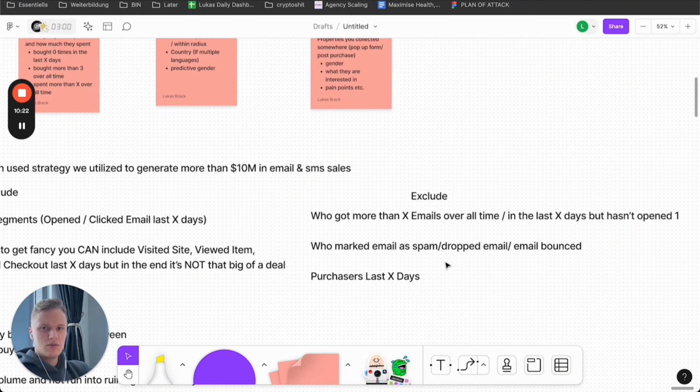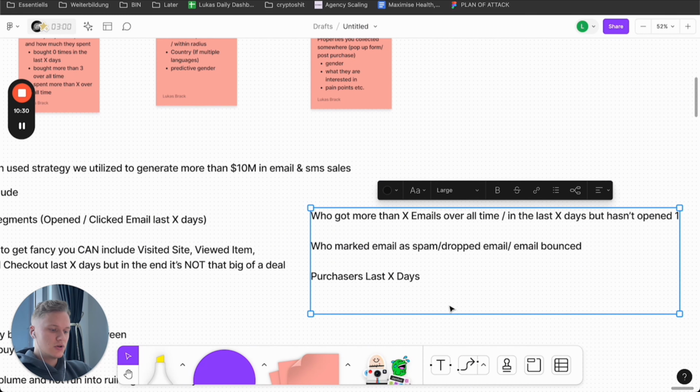Anyone who marked our email as spam shouldn't be sent another email. But I know that some people do that and they just do blasts all the time. So that's definitely something to look into.